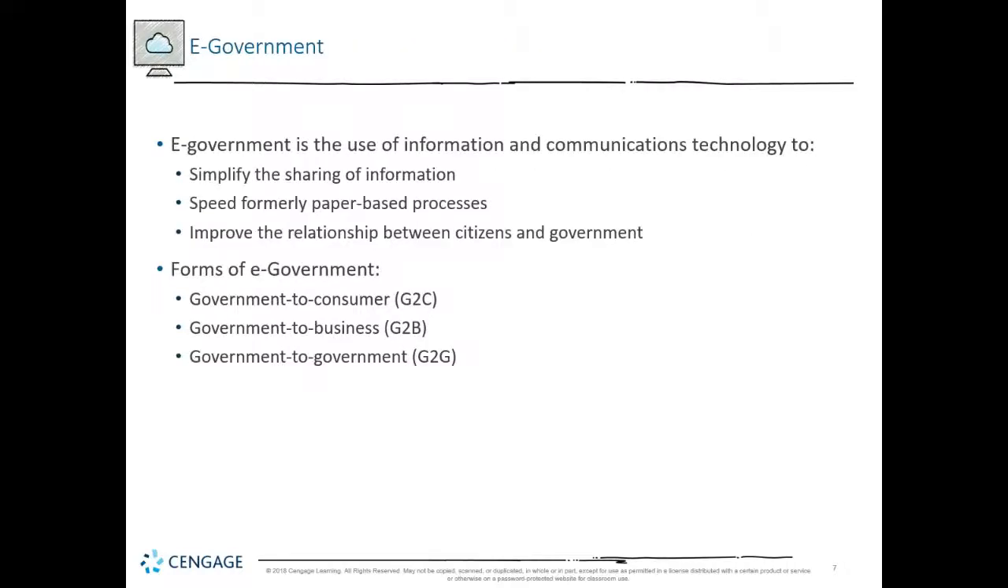E-government is the use of information and communication technology to simplify the sharing of information, speed formerly paper-based processes, and improve the relationship between citizens and government. Forms of e-government: government to consumer, G2C; government to business, G2B; and government to government, G2G.